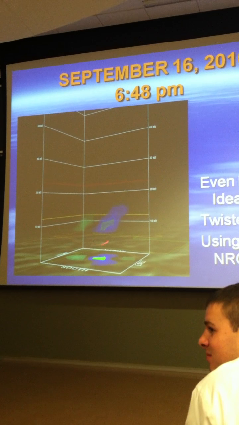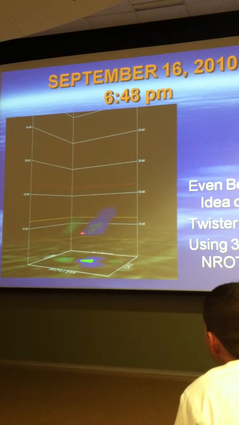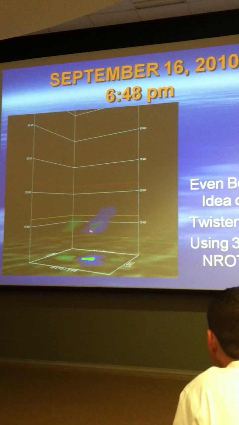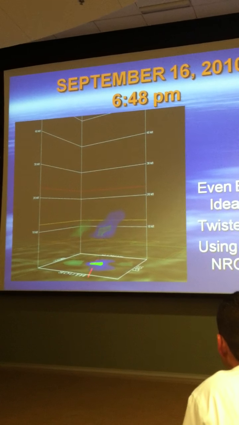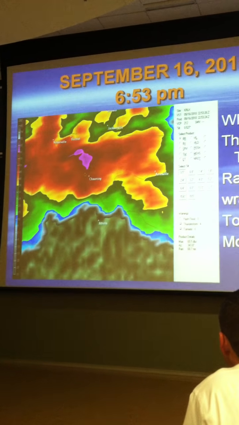So we got a nice strong rotation between 6,000 and 7,000 feet. That's the bottom of our radar scan, and there's definitely a problem there. We're up to about 15,000 feet.